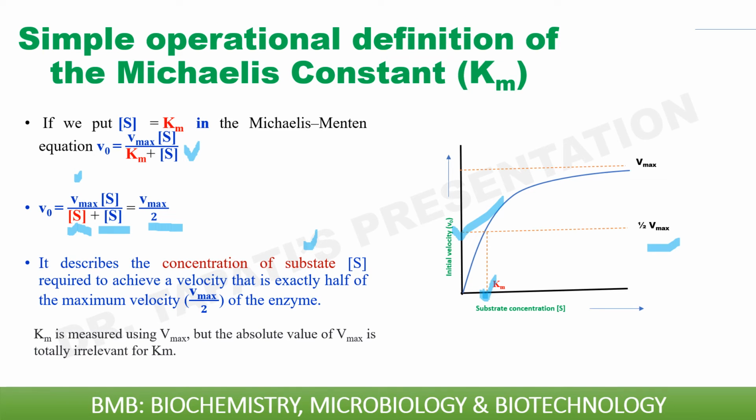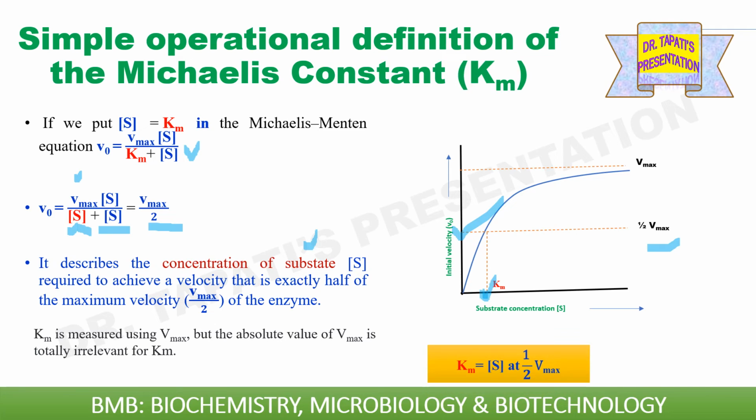Km is measured using Vmax, but the absolute value of Vmax is totally irrelevant for Km. It is only the substrate concentration. There is no requirement for the Vmax value. It is not related with Vmax directly. So we can say that Km is equal to the substrate concentration at half Vmax.